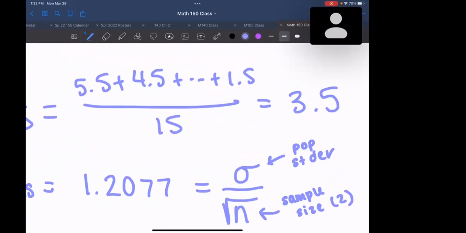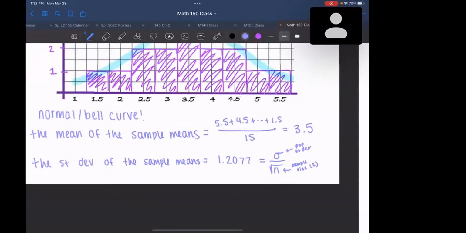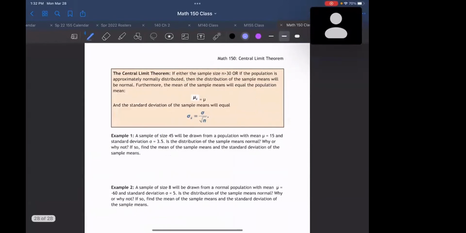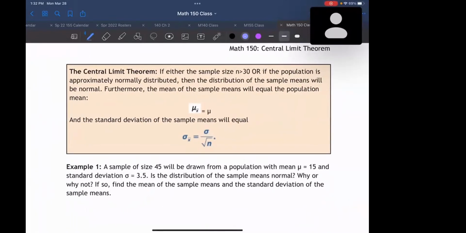I think this example shows how we go from something that doesn't necessarily have to be normal, but it ended up being normal when we found the sample means. And the distribution of the sample means had the same mean and a slightly different standard deviation found by this weird calculation here. If things aren't making too much sense, don't worry. We're working our way to this crazy theorem called the central limit theorem.